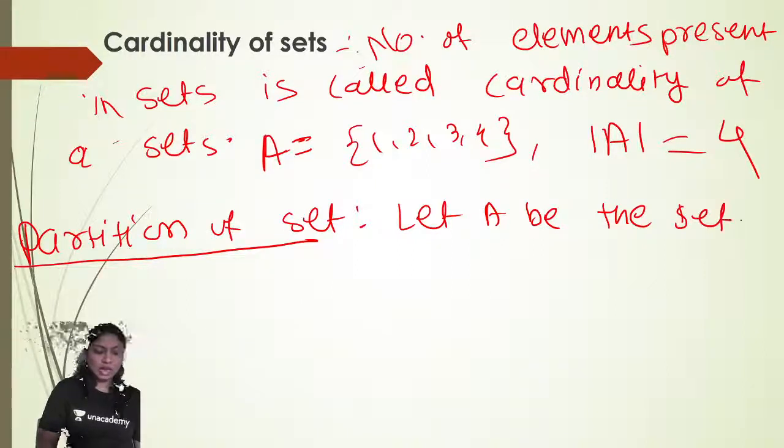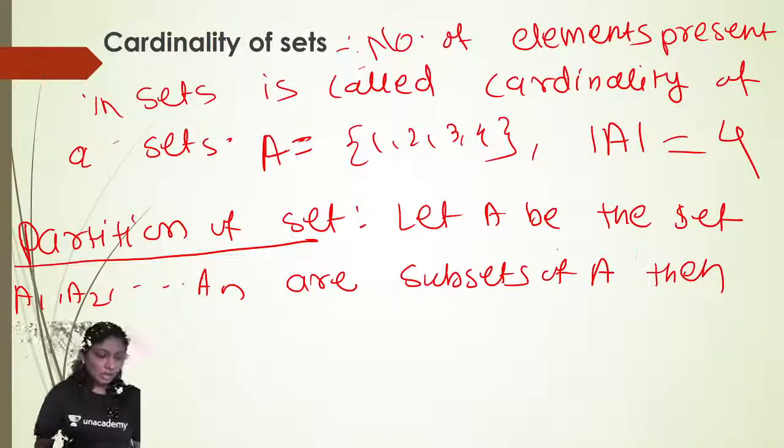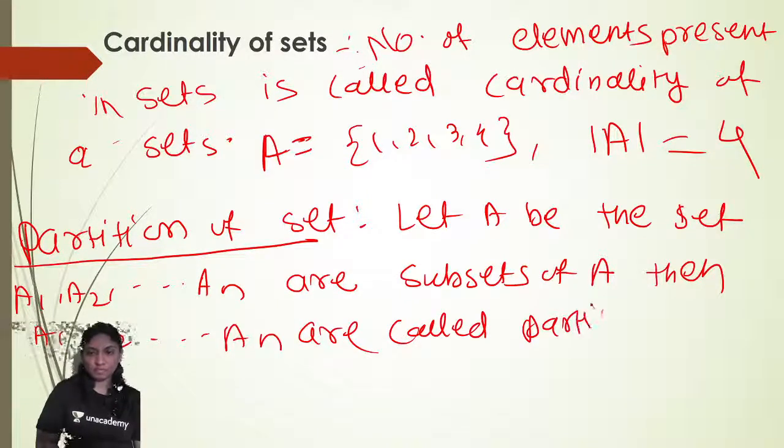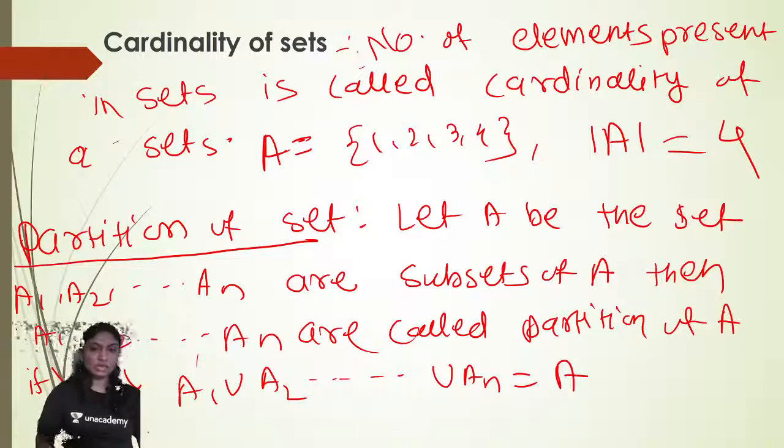Let A be a set, and A1, A2 up to AN are subsets of A. Then A1, A2 up to AN are called a partition of A if, first, A1 union A2 union up to AN is equal to A, that is, the union of Ai is equal to A.